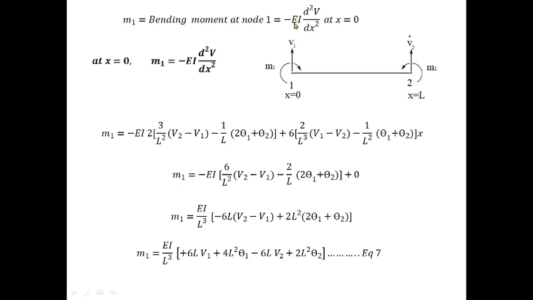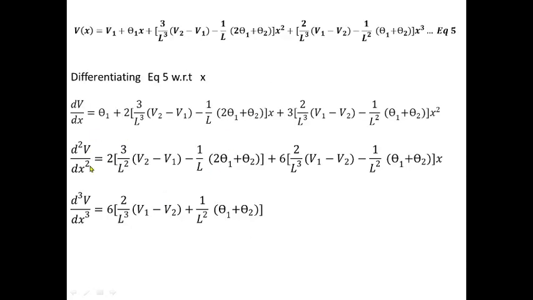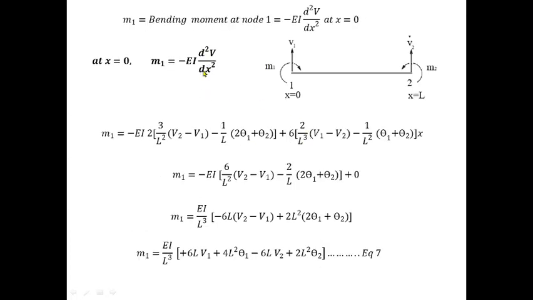M1 is given by negative, nothing but the moment in the clockwise direction, EI times the second derivative of v at x is equal to 0. So at x is equal to 0, we know this. So substitute d square v by dx square. This entire equation we need to substitute here, and we know that x is 0. When you substitute x as 0 here, this entire term will be 0.